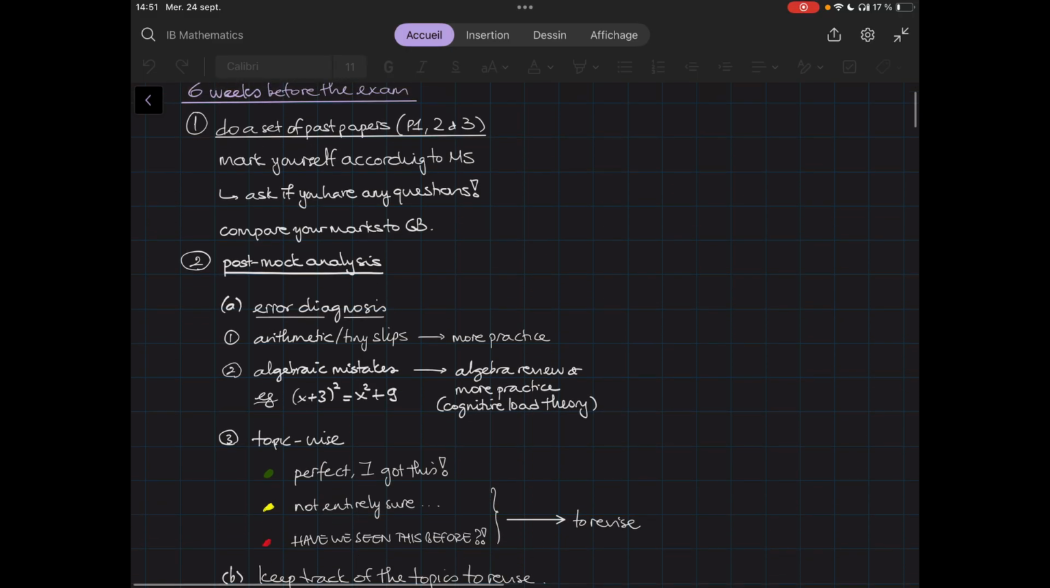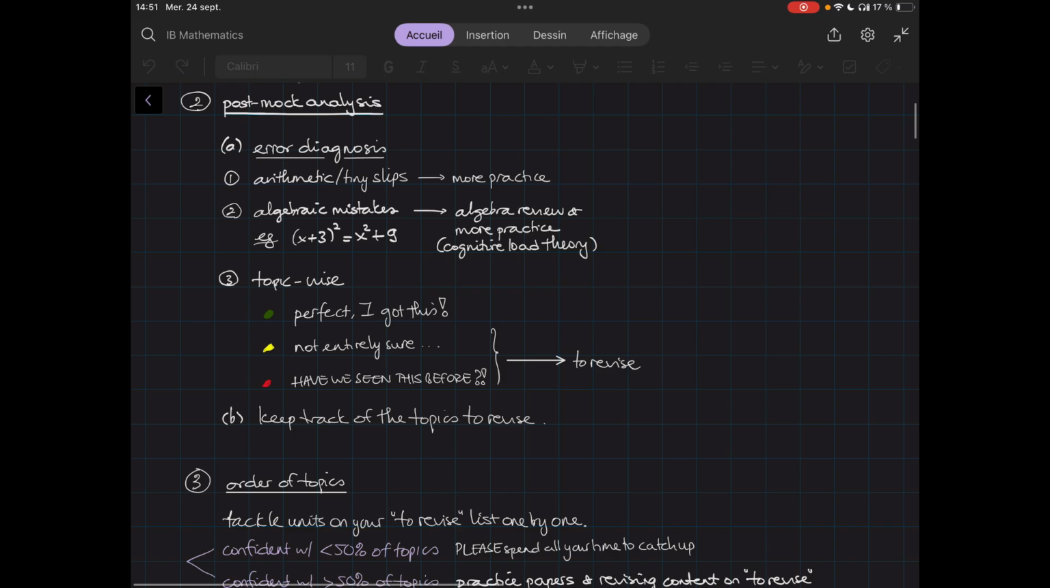Step 2 is doing a post-mark analysis. You are going to diagnose your mistakes. There are three categories of mistakes: arithmetic, algebraic, or topical. For an arithmetic mistake or for a tiny slip, the remedy is simple.